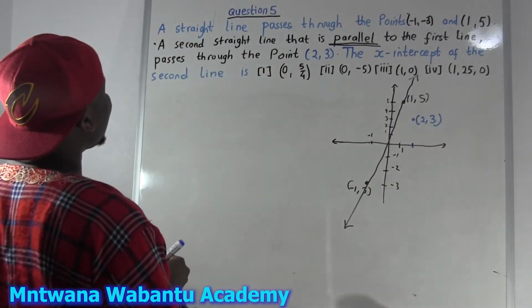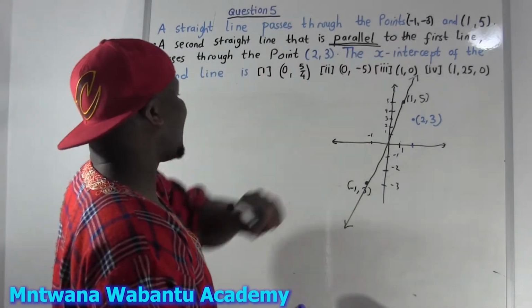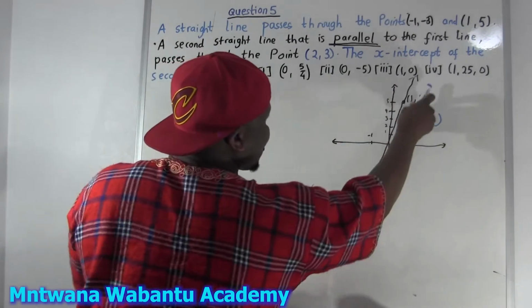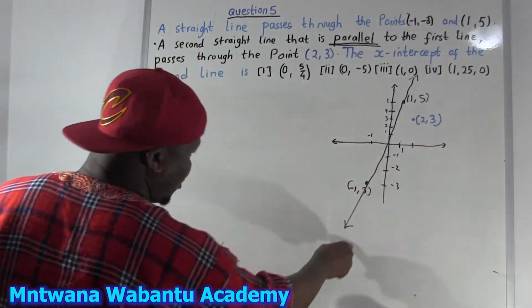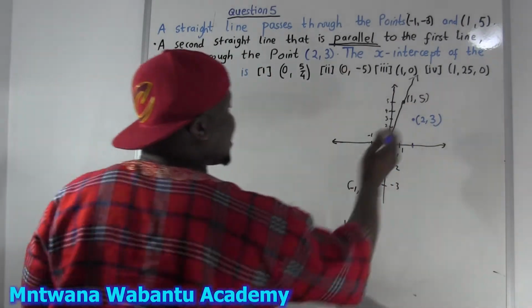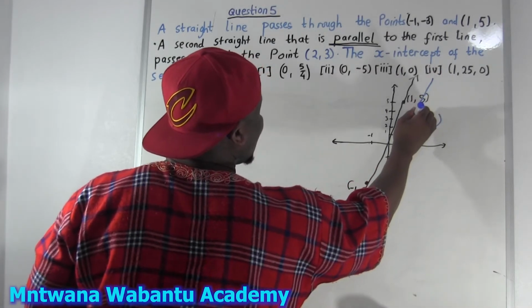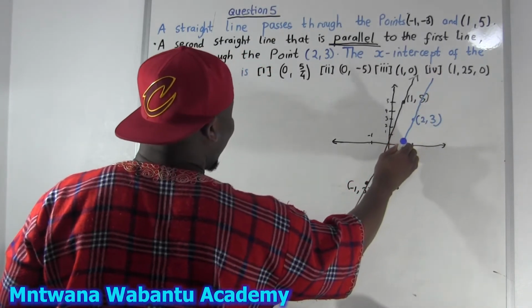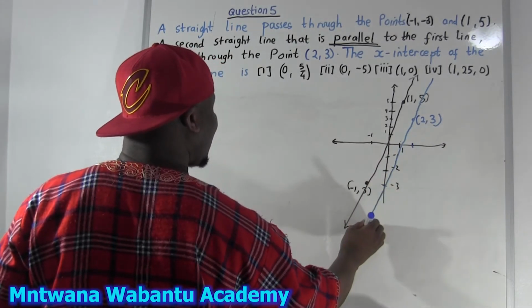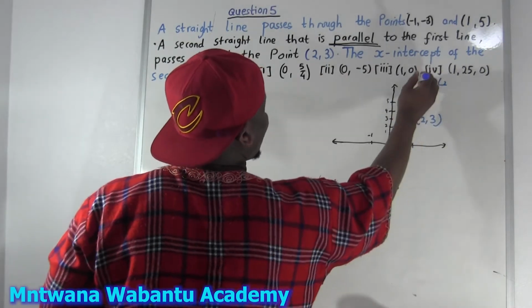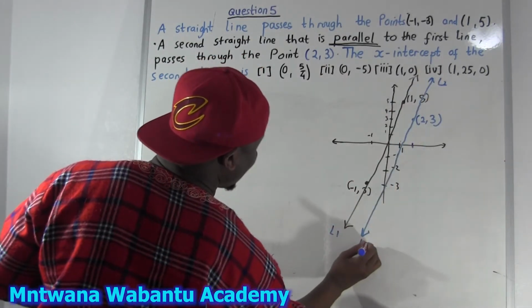But how do I say this second line is parallel to the first line? By any means it's going to be like this, because if this one passes here, the second one is going to pass here, because they're parallel. So this line is going to come like here. This is a rough sketch, guys, so it doesn't necessarily pass through those points. This is going to be line 1 and this line 2.